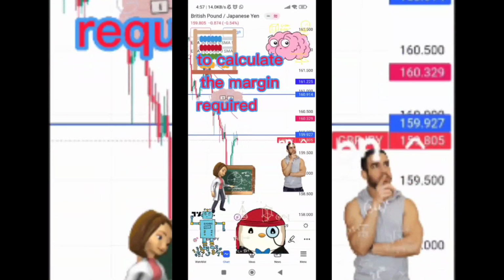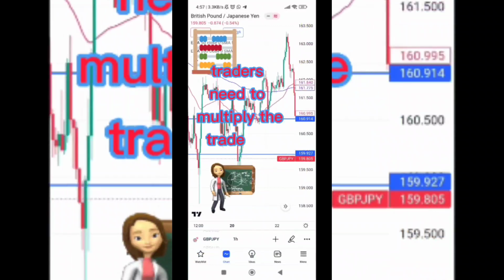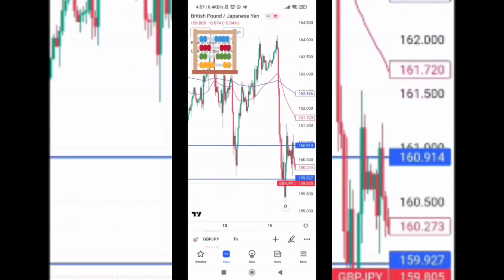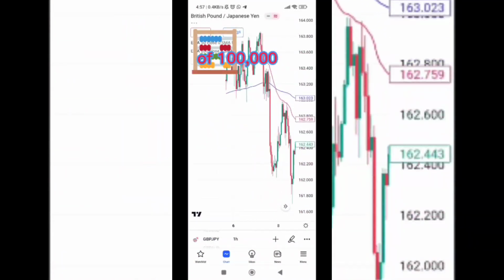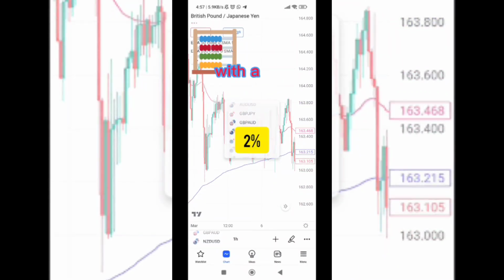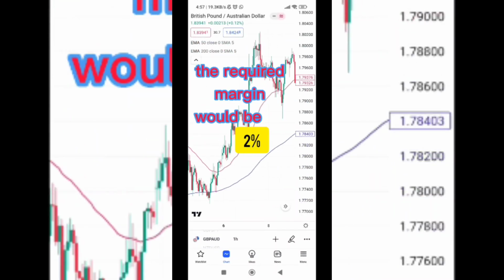To calculate the margin required for a specific trade, traders need to multiply the trade size by the margin percentage set by their broker. For example, if a trader wants to open a position of 100,000 units of US dollar to Japanese yen with a margin requirement of 2%, the required margin would be $2,000.